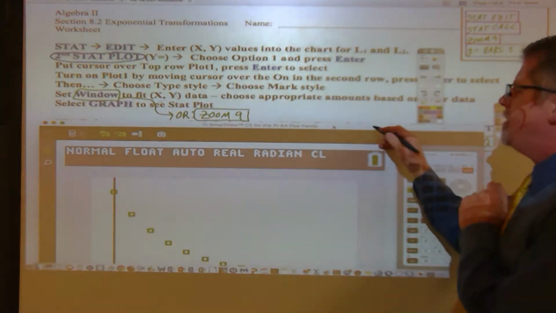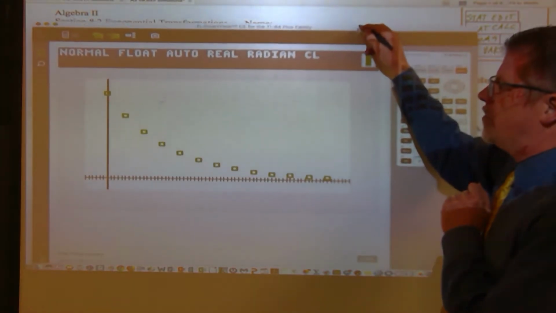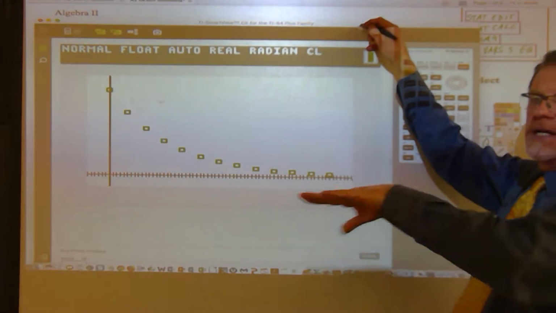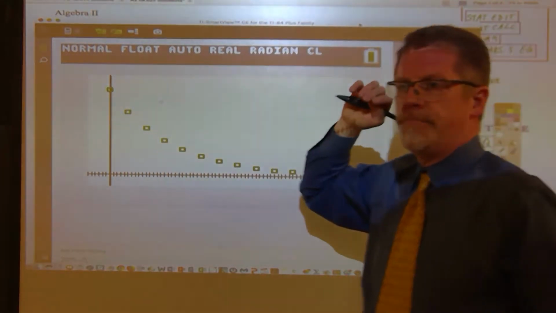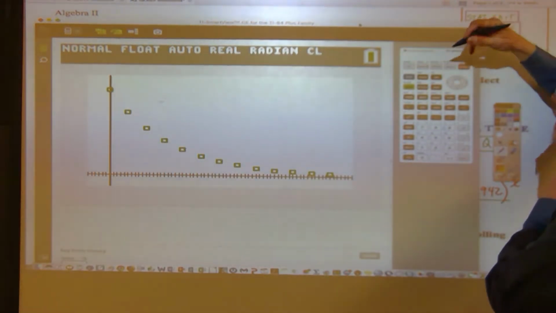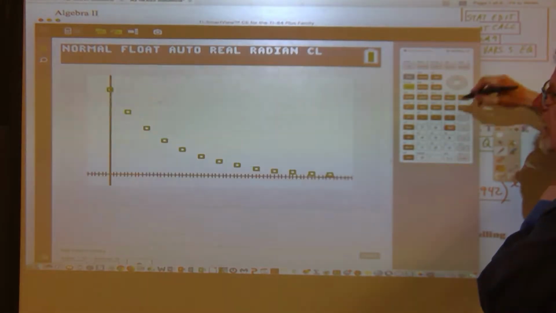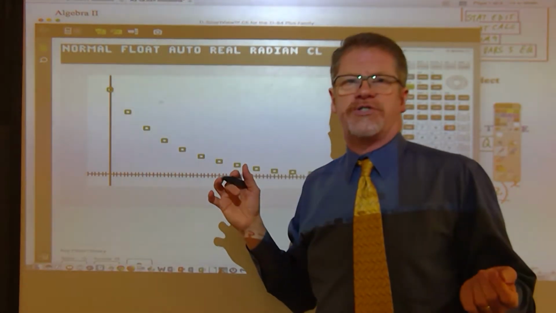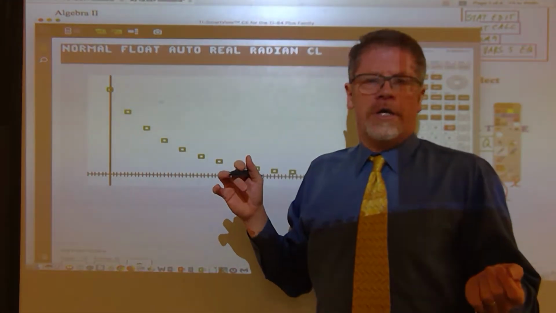All right, raise your hand if you need either time or help or both to get this scatter plot to appear. Bethany, go ahead. How do you do Zoom 9? You know what? The Zoom button is right here, so it's top center. Press Zoom, the number 9, and blam. Further questions? All right.